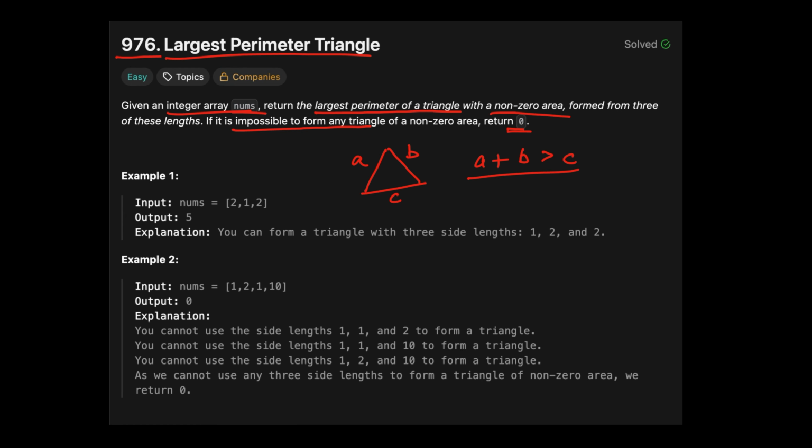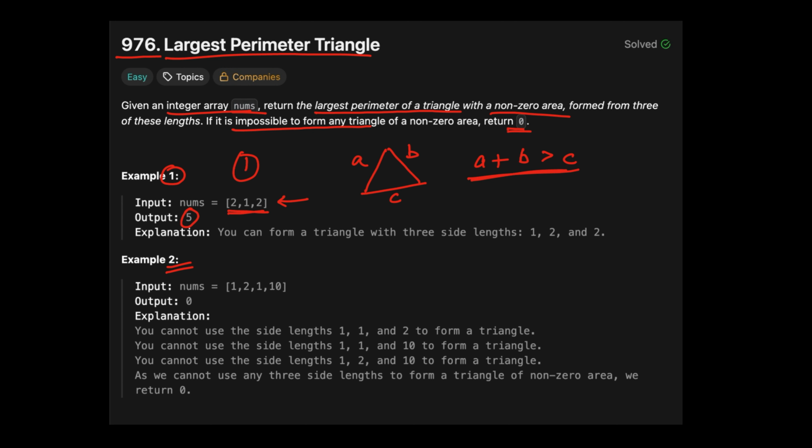In example number 1, with the given inputs as 2, 1, and 2, and applying the triangle inequality rule, that is A plus B greater than C, the rule is satisfied with the given input, hence we can calculate the perimeter and return it as the output. As we only have three numbers in the input, there are no more combinations we can build. Hence, the output is 5, which is the sum of all the three numbers in the given input array.